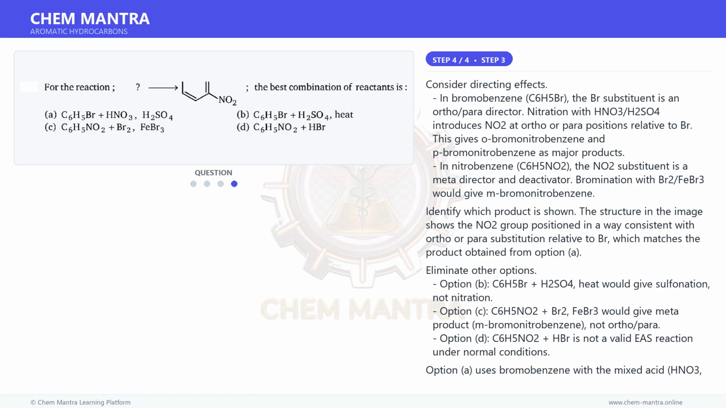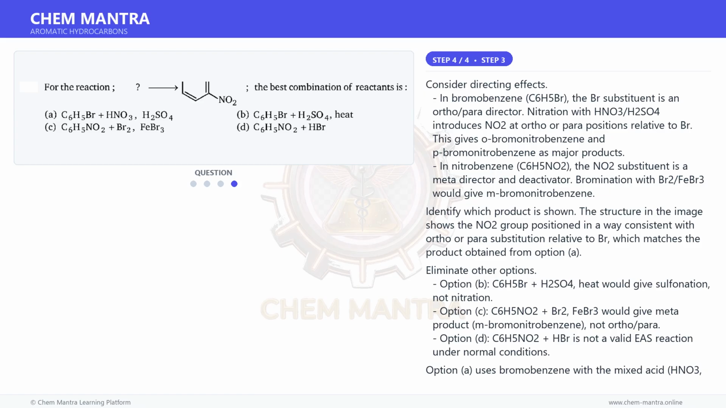In nitrobenzene, C6H5NO2, the NO2 substituent is a meta-director and deactivator. Bromination with Br2, FeBr3 would give m-bromonitrobenzene. Identify which product is shown. The structure in the image shows the NO2 group positioned in a way consistent with ortho or para substitution relative to Br, which matches the product obtained from option A.